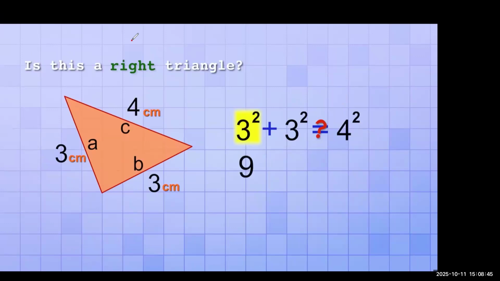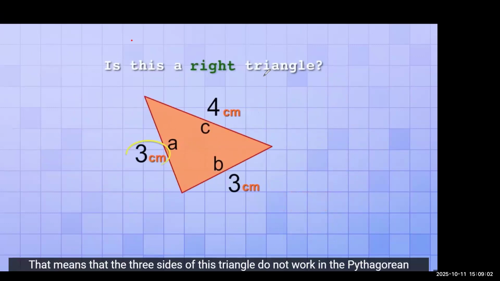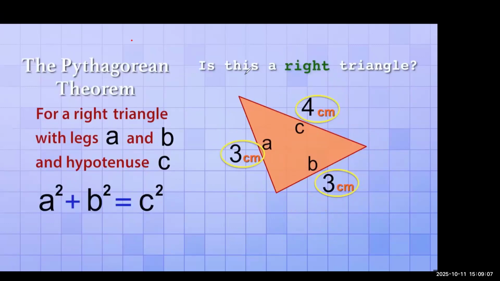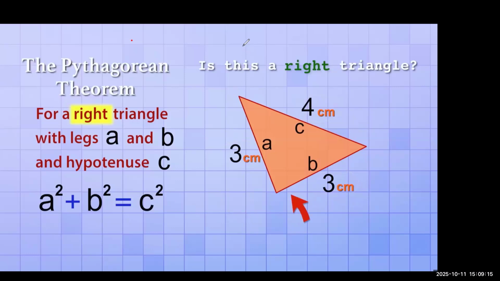3 squared is 9, so on this side of the equation we get 9 plus 9, which is 18. And on the other side, we have 4 squared, which is 16. Uh-oh, that doesn't look right. Our equation simplified to 18 equals 16, which is definitely not a true statement. That means that the 3 sides of this triangle do not work in the Pythagorean theorem. They don't fit the relationship a squared plus b squared equals c squared. And since the Pythagorean theorem tells us that all right triangles fit that relationship, this triangle must not be a right triangle.